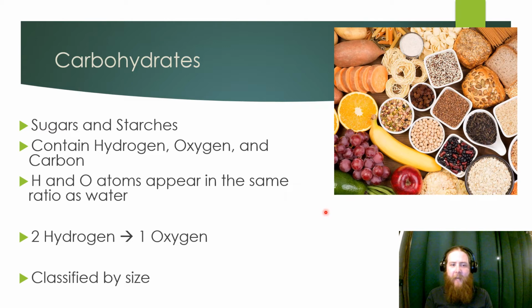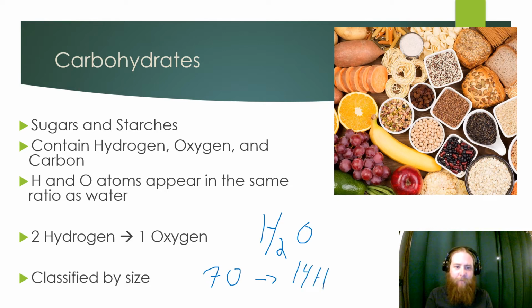And the H and the O, the hydrogen and the oxygen, will always appear at the same ratio as water. Water is H2O. Carbohydrates will always have that 2 hydrogen to 1 oxygen ratio. So if you have some carbohydrate that has 7 oxygen, it's going to have 14 hydrogen. And we classify these carbohydrates based on their size.